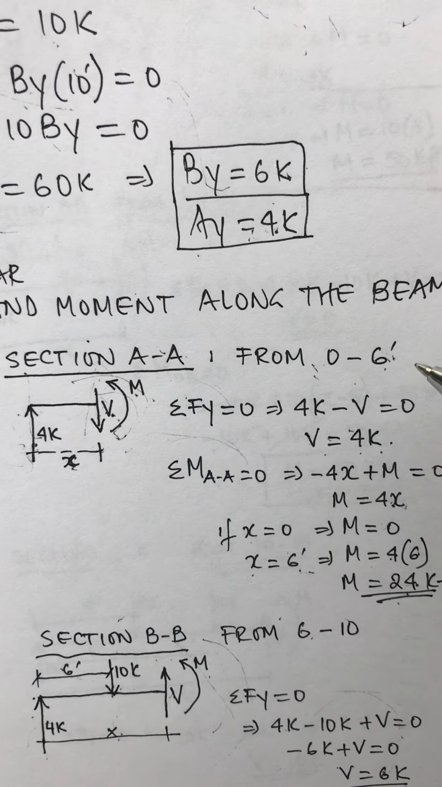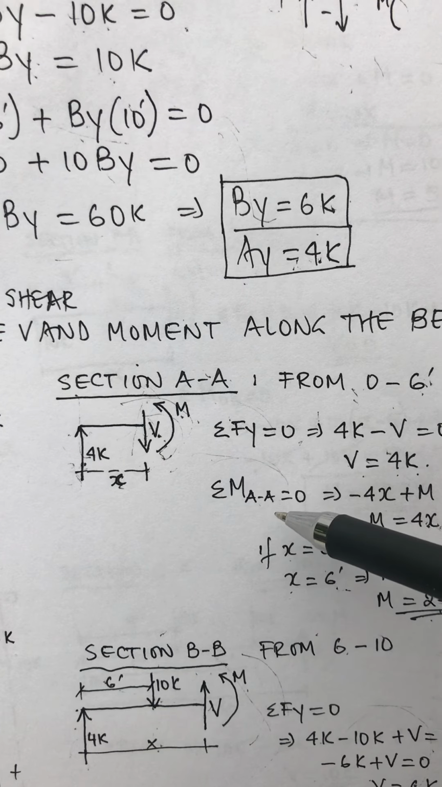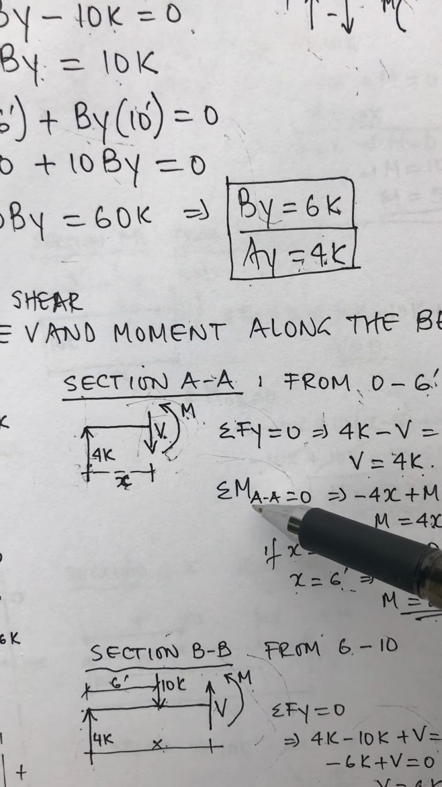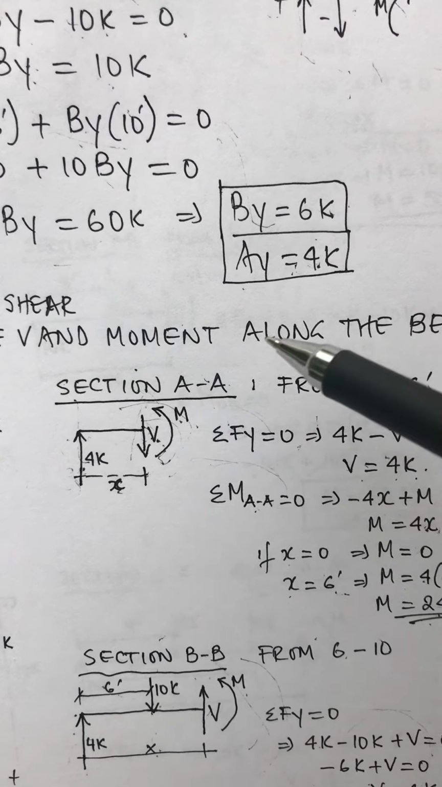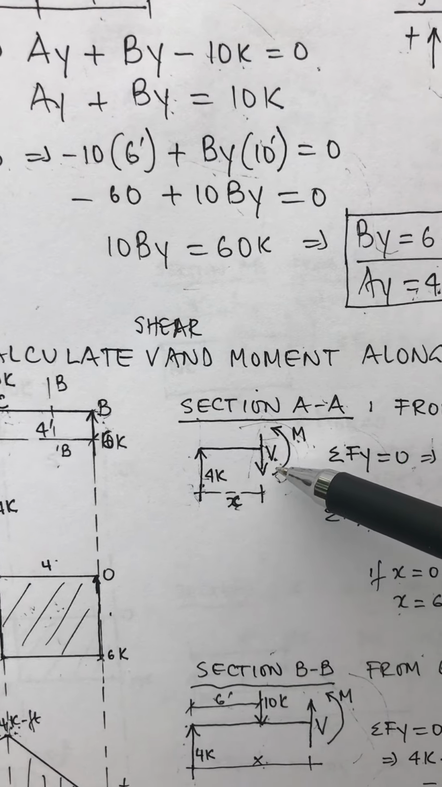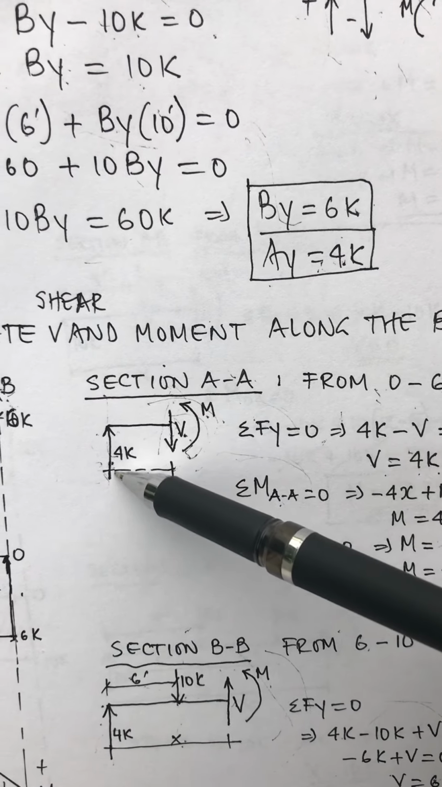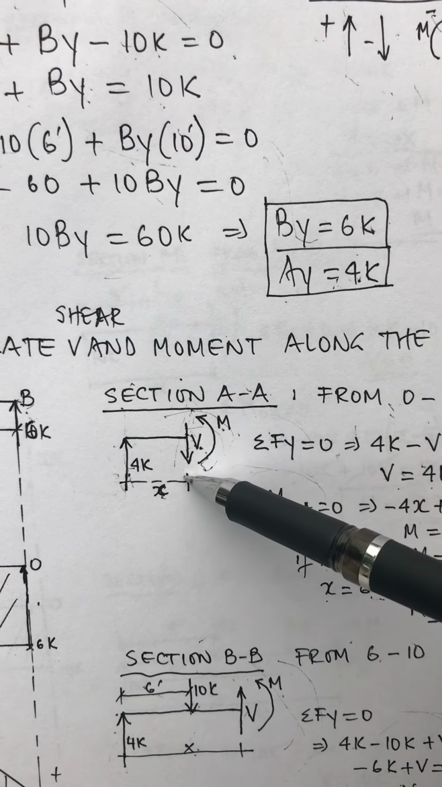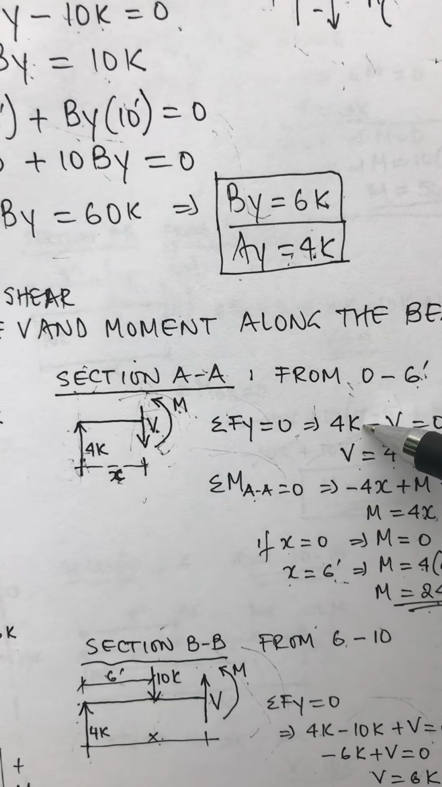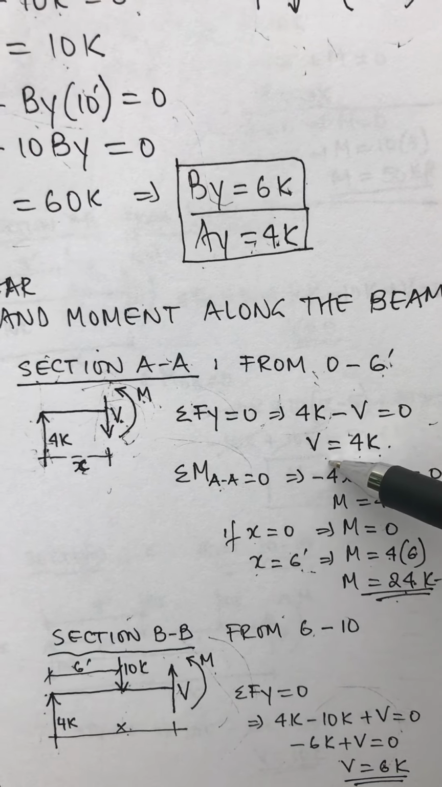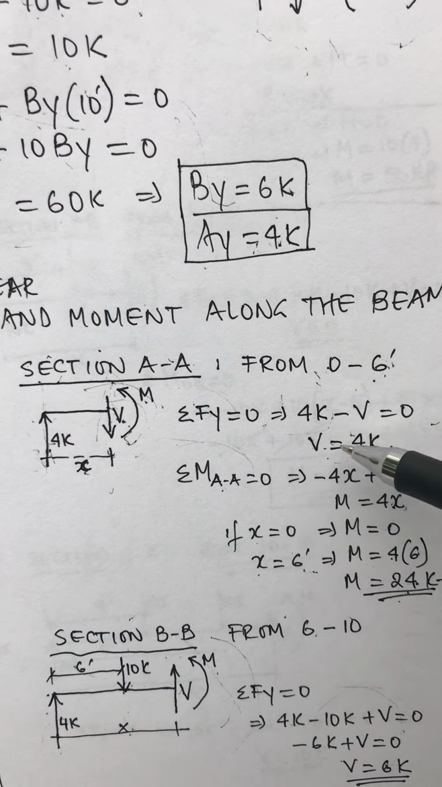And how you calculate the shear is by the summation of forces in the Y direction equals 0, and for the bending moment, you calculate the summation of moments around the cut, which has to be 0. Okay, now with my cut here, the summation of forces in the Y direction is 4 going up minus V that goes down equals 0. So V is 4K. So we know that from 0 to 6, my V is 4K.